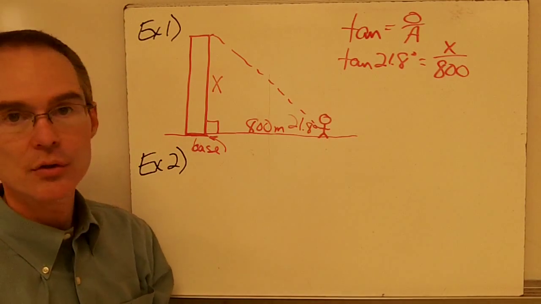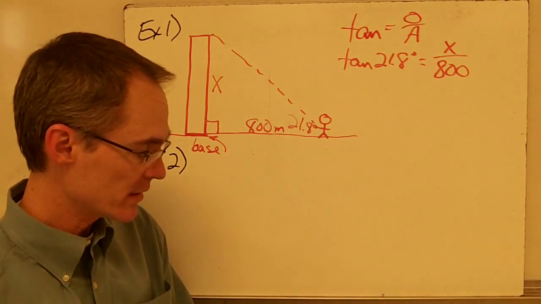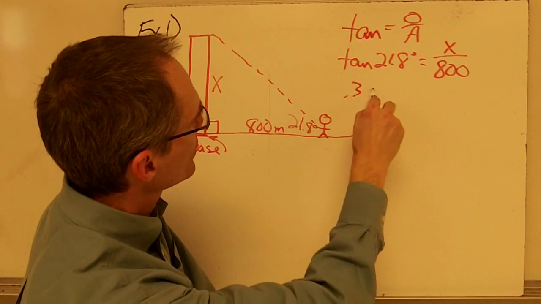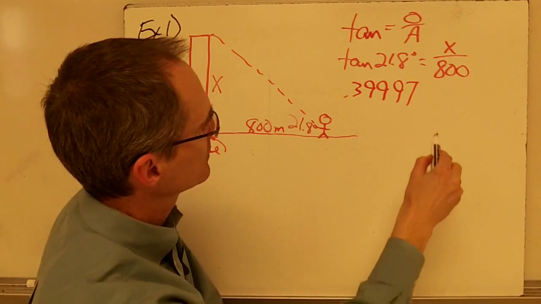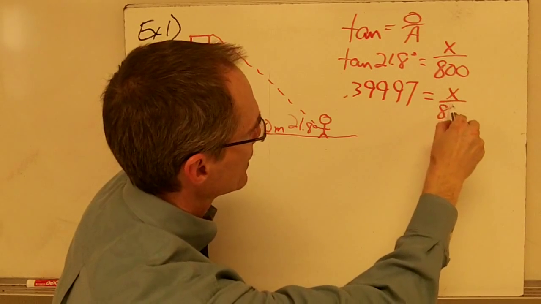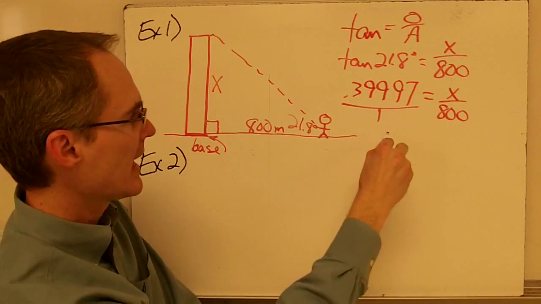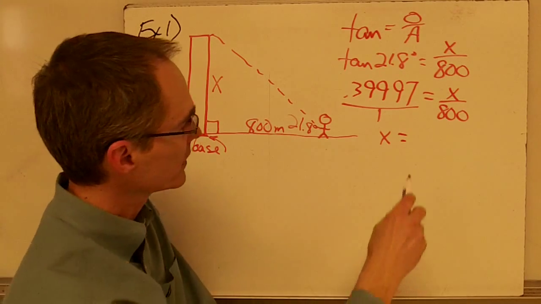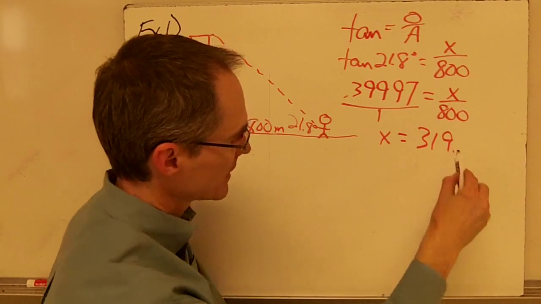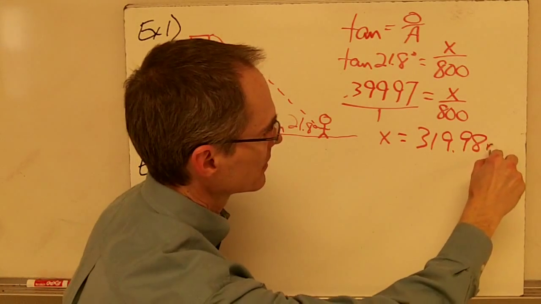And now I just need to do a little bit of arithmetic. Tangent of 21.8 degrees, if I punch that into my calculator. So tangent of 21.8 degrees is 0.39997, equals x over 800. Put that over 1 to make it a proportion. I cross multiply, and I get x equals 0.39997 times 800, which is 319.98, and this is in meters.